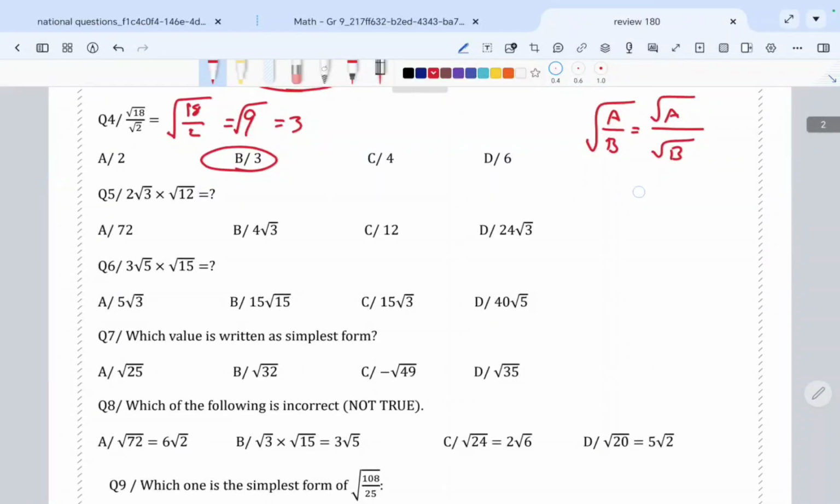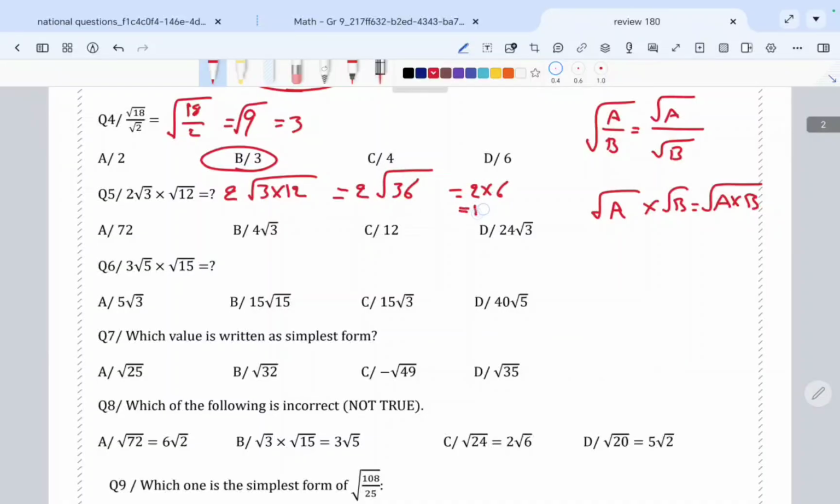Again we have another property, which is the square root of a times the square root of b is equal to the square root of a times b. Okay, this one is 2 the square root of 3 times the square root of 2. 2 is outside the square root, so it will be 3 times 12, which is equal to 36, and 36 is a perfect square, so it will be 2 times 6. 2 times 6 equals 12, so C is the correct answer.